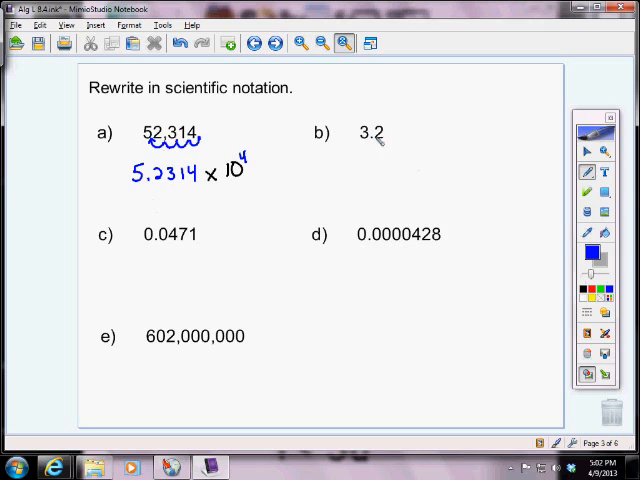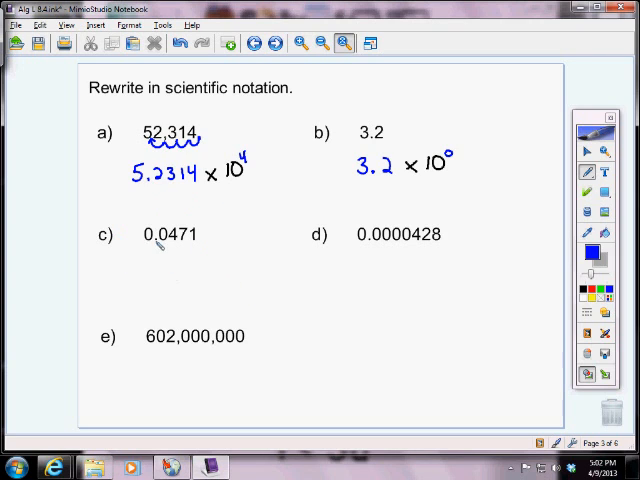Let's look at this example. 3.2. Find your decimal point. Now make it a number between 1 and 10. Oh wait, it already is. So in scientific notation, this just stays 3.2. It's between 1 and 10, times 10 because it's always times 10, raised to, well, how many times did I move the decimal point? 0. Again, that one seems a little silly. Why would we write that in scientific notation? It's more just to show understanding of what scientific notation is.